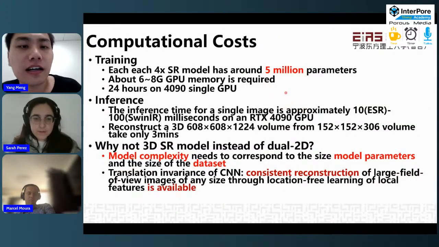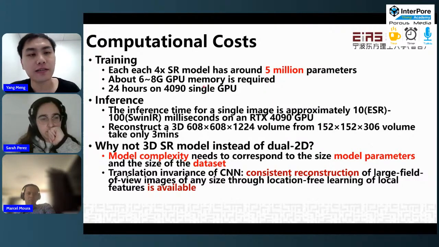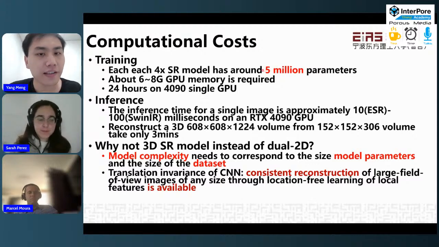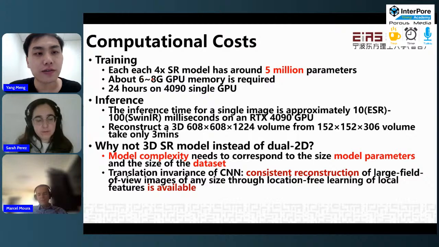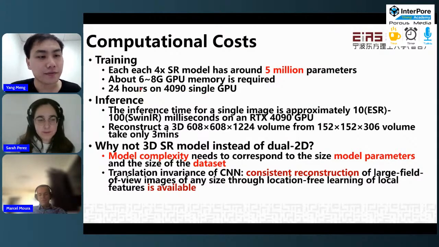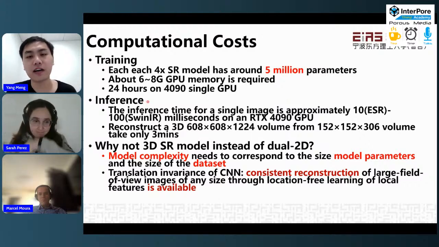Okay, after the architecture, let's talk about the computational cost. While training this kind of model, we will achieve a 4 times resolution increase. The parameter count is about 5 million, and it usually takes 6 to 8 GB of GPU memory, and using a single 4090 GPU, training for 24 hours is enough. And inference for a single image is very fast, because this is a 2D model.